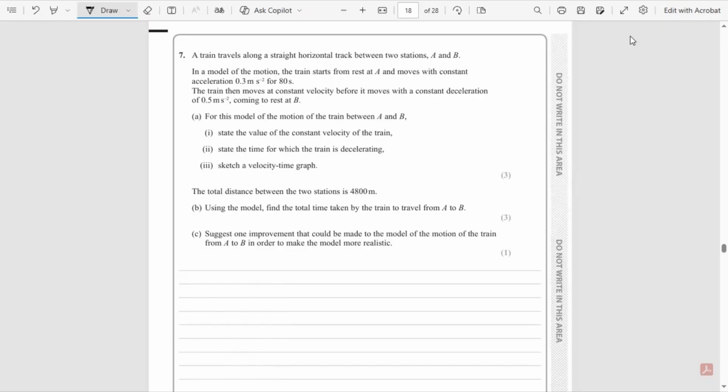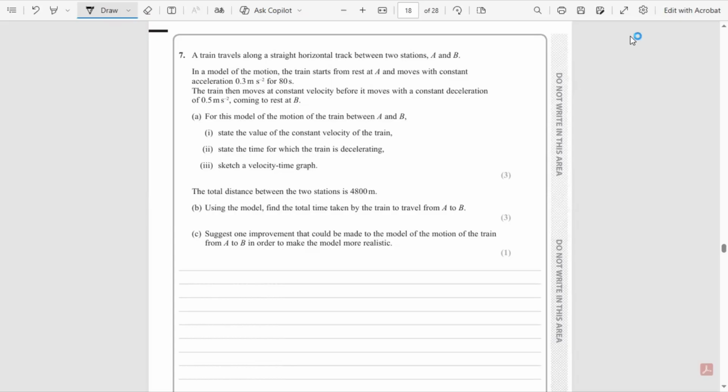A train travels along a straight horizontal track between two stations A and B. In a model of the motion, the train starts from rest at A and moves with a constant acceleration of 0.3 for 80 seconds. The train then moves at a constant velocity before it moves with a constant deceleration of 0.5 meters per second squared, coming to rest at point B.